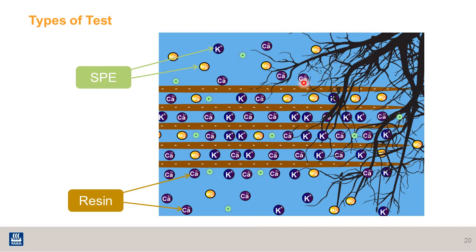The roots will try to dislodge these nutrients into the solution. So does the raisin kit. The raisin kit will do just that. It will try to extract some of these nutrients from the soil solution, from the soil particles into the solution, so they can analyze it all together.